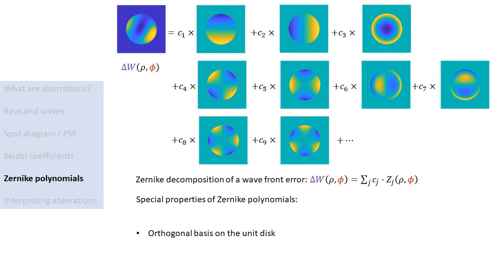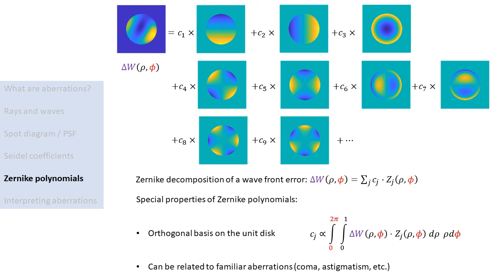That is, any arbitrary function can be written as a linear combination of the Zernike polynomials, and the coefficients can be straightforwardly found by taking the dot product of the function with the Zernike polynomials. Secondly, the lower order polynomials can be straightforwardly related to the familiar aberrations such as coma and astigmatism.